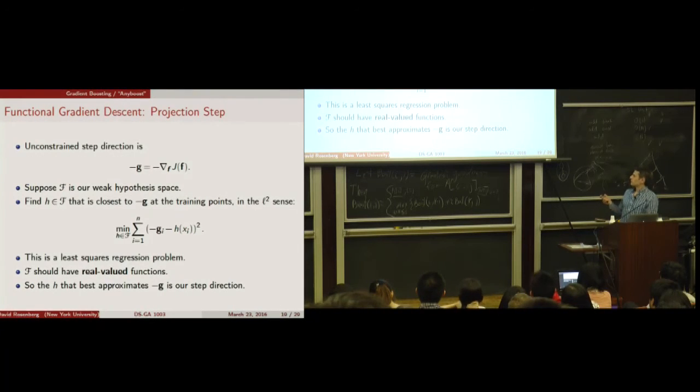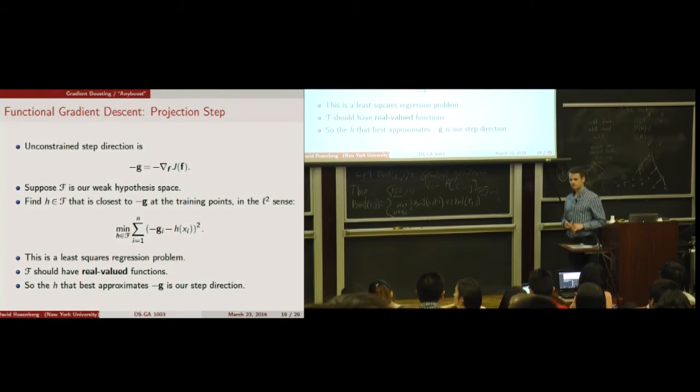So if we can solve this problem, which we can, since we can solve regression problems over various hypothesis spaces, we can do trees, which is the most commonly used in this case. But we can do anything that can solve regression over your hypothesis space. We can plug it in to solve this.